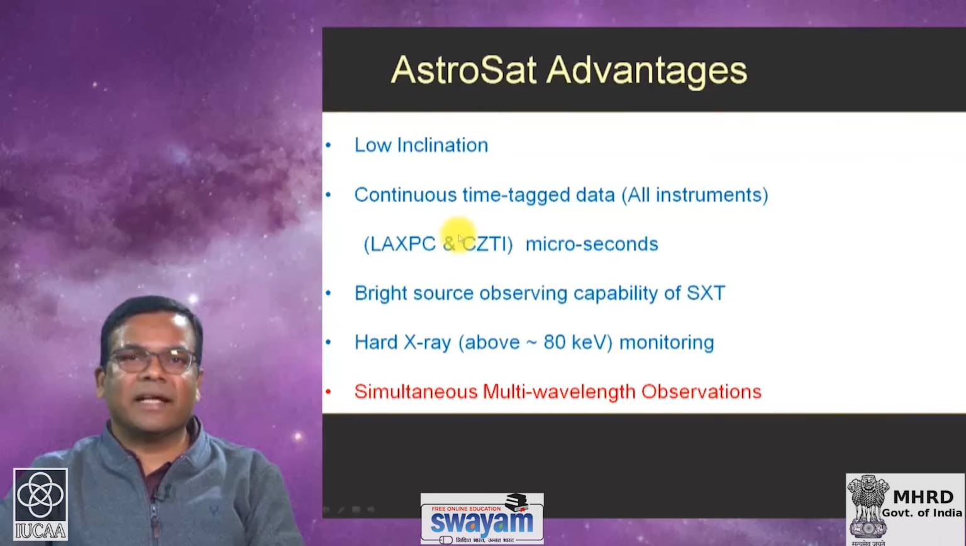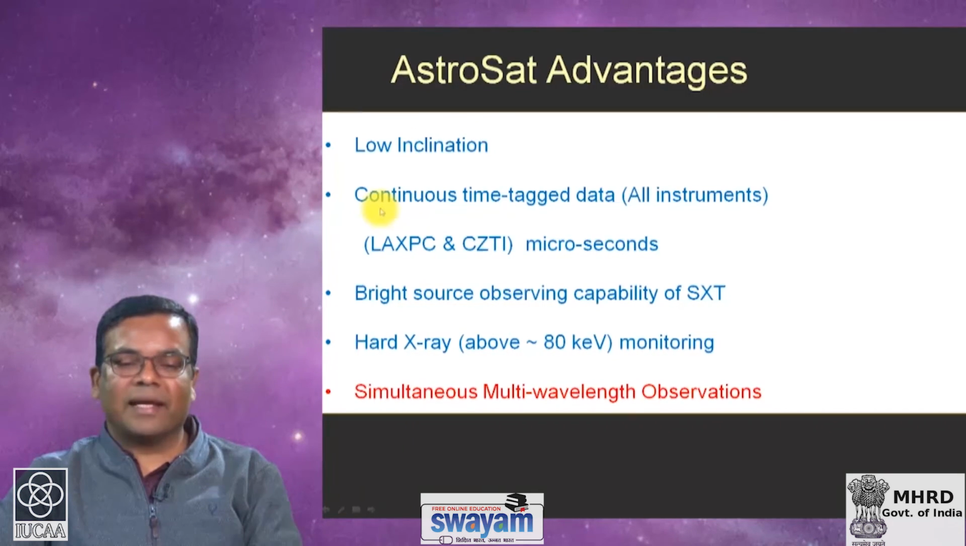AstroSat has several advantages. Of course, it is a multi-wavelength astronomy satellite, and it is operating at low inclination. So, this results in a low background. Most of the instruments produce continuous time tagging data, which is very important to study fast variability, particularly with LAXPC and the CZTI instrument, which have microsecond time resolution.